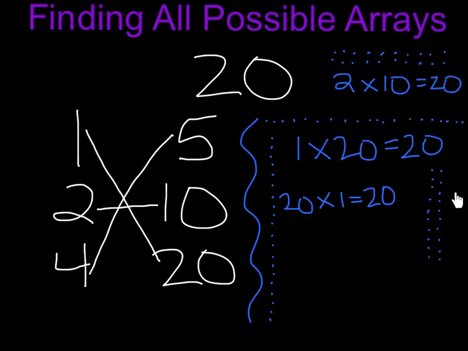Our fourth array looks like this. This array represents 10 rows of 2 dots each, which equals 20. Here is our fifth array. This array represents 5 rows of 4 dots each. 5 times 4 equals 20.